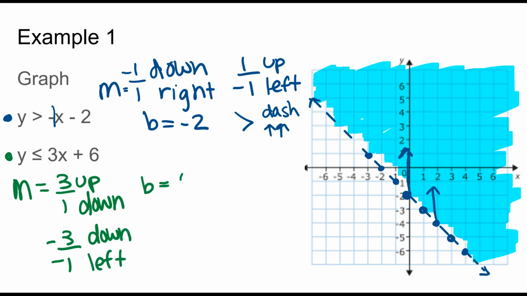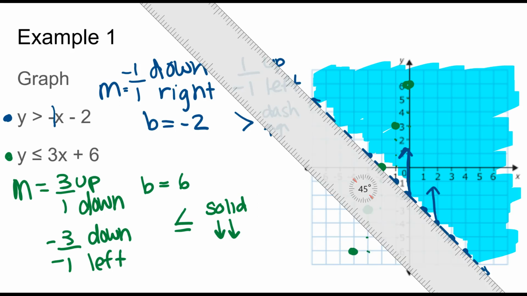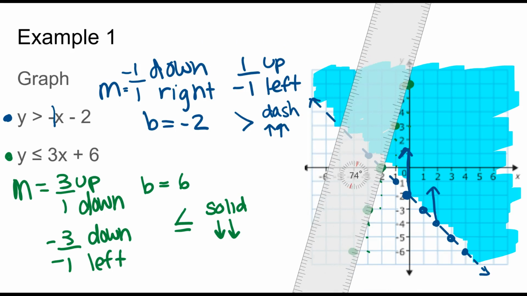Our b is 6. Our symbol is a less than or equal to, so that's going to be a solid line, and we're going to draw arrows down. So 6, we're all the way up here. I can't go up 3, so I've got to use that down 3. And grab that straight edge. We can connect these with a solid line.